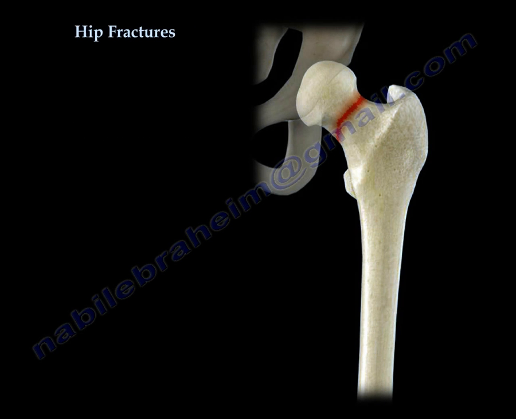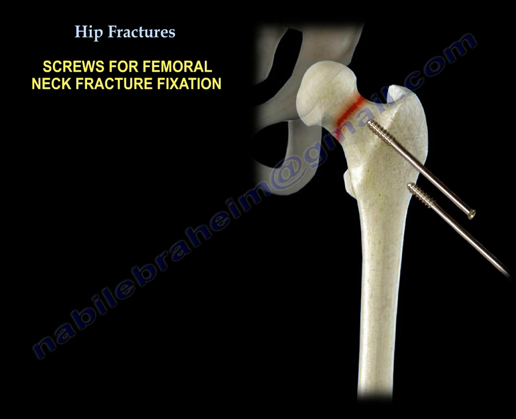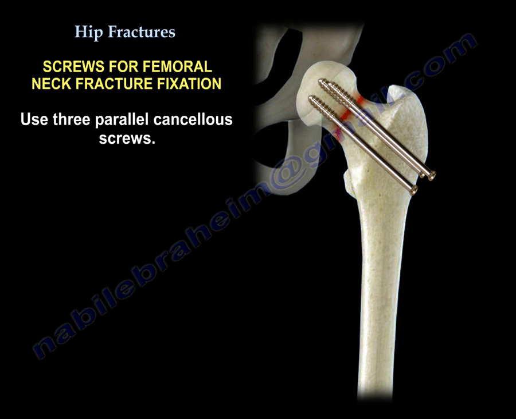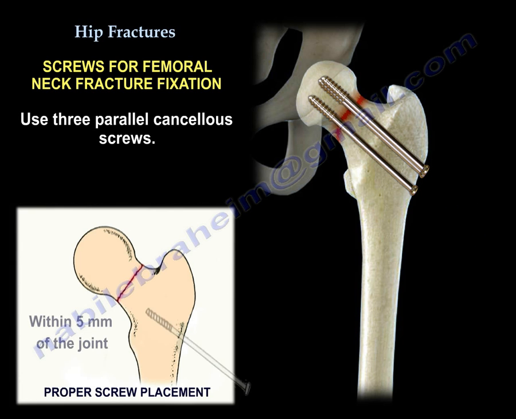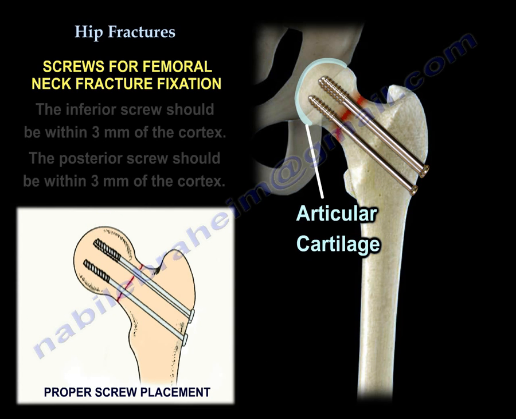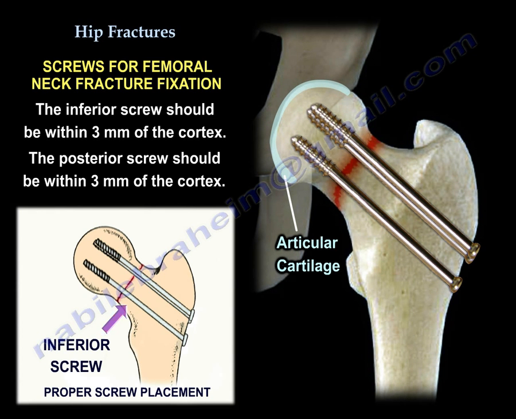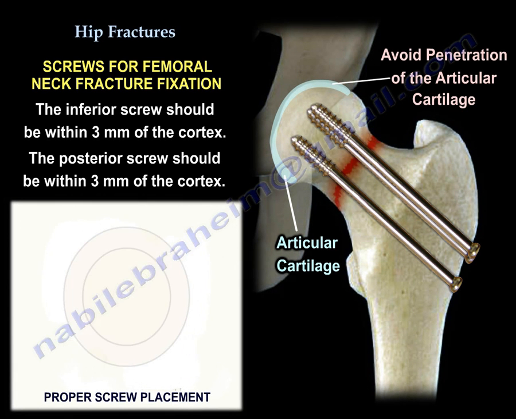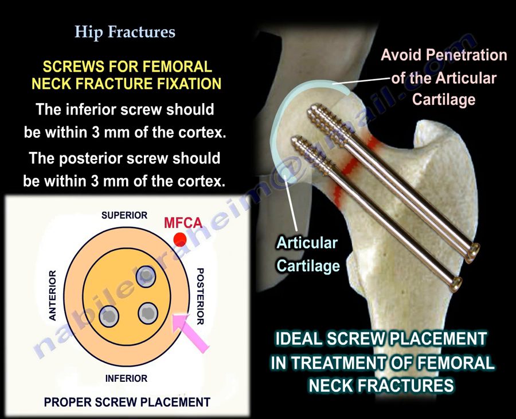When we talk about screws for femoral neck fracture, we're talking about 3 parallel cancellous screws. The screws should be inserted 5 mm from the articular cartilage. The inferior one will be within 3 mm of the cortex, and the posterior ones will be within 3 mm of the cortex.